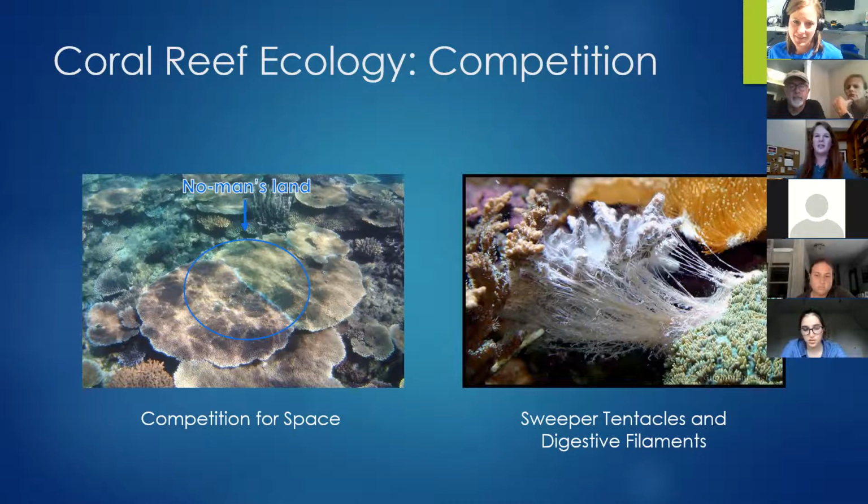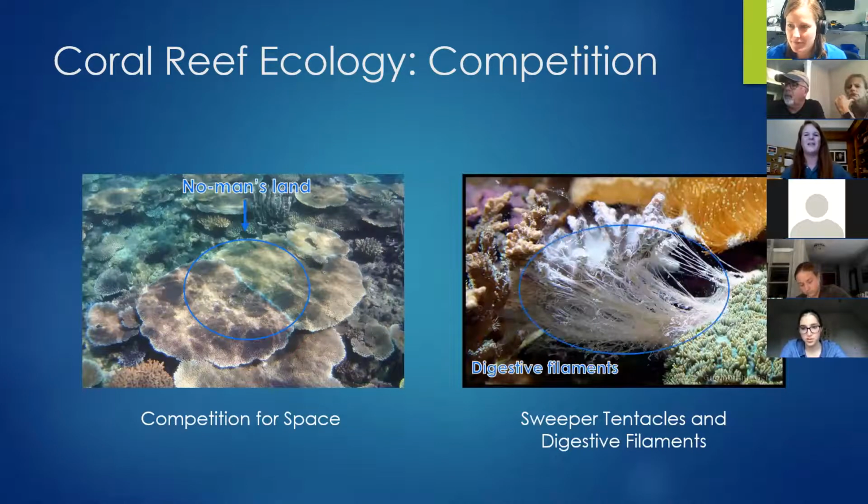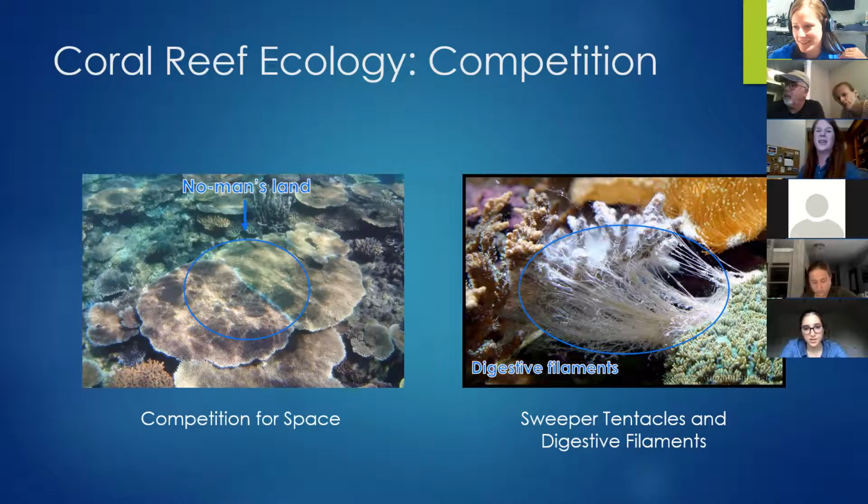Another thing they can do is they have sweeper tentacles that are like little stinging tentacles, and they come out and zap the corals next to them if they're getting too close. They're like, back off, this is my space. And finally, the most dramatic maybe of these different types of strategies is digestive filaments, where they're going to directly eat the coral that's coming into its space. So you can see this boulder coral is actually eating the branching coral next to it.